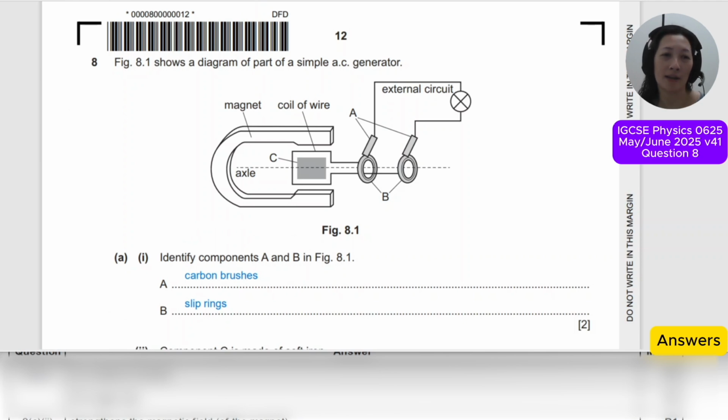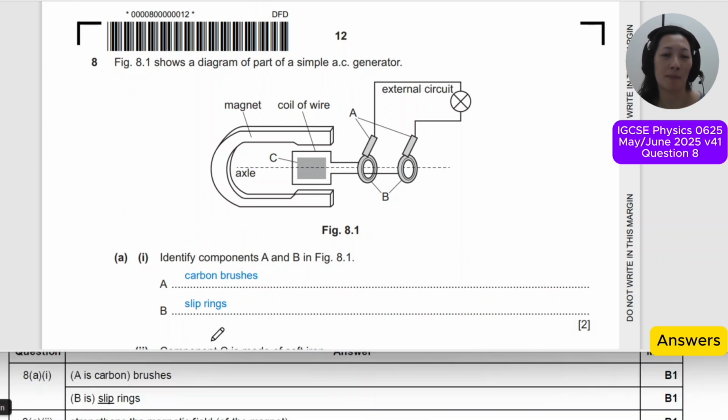So let's check the mark scheme. Yes, A is carbon brushes. They will accept the answer if you just wrote it as brushes, even without the word carbon, because nowadays a lot of the AC generators don't actually use brushes made of carbon. Some of them do use metal strips as the brushes instead. B is slip rings, and you can see that the word slip is underlined. You must have the word slip, and you can't just write rings in your answer. So that's how we get the 2 marks for this identification.